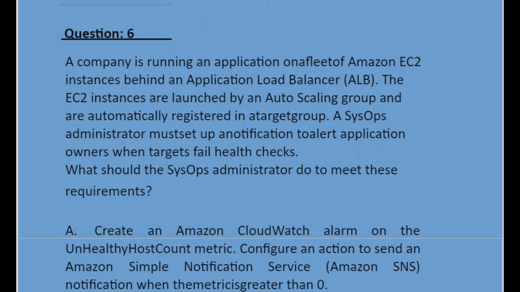Question is, a company is running an application on a fleet of Amazon EC2 instances behind an application load balancer, ALB. The EC2 instances are launched by an auto-scaling group and are automatically registered in a target group. A SysOps administrator must set up a notification to alert application owners when targets fail health checks. What should the SysOps administrator do to meet these requirements?